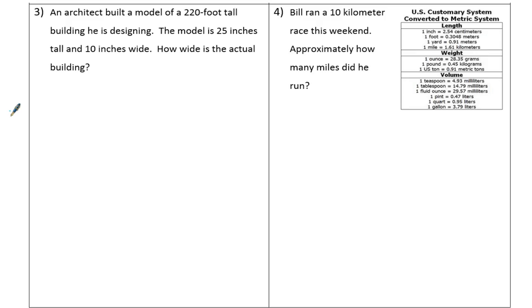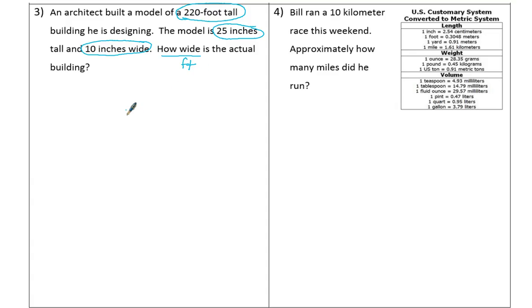Alright, so here number 3, it says an architect built a model of a 220-foot tall building he is designing. The model is 25 inches tall and 10 inches wide. How wide is the actual building? So they tell us that it's going to be 220 feet tall. They tell us that the model is 25 inches tall and it's 10 inches wide. And then they're saying how wide is the actual building. So that how wide is going to be in feet because that's what the actual building is going to be.